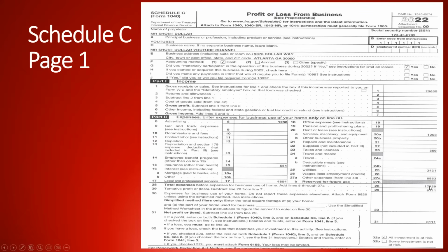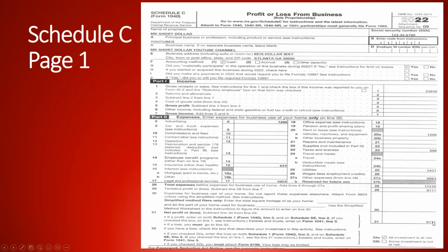We got the total expenses that we had, which is $17,539. If you subtract the $17,539 from the $25,650, that totals $8,111. That right there is your gross profit. And you see right here your net income for your Schedule C.